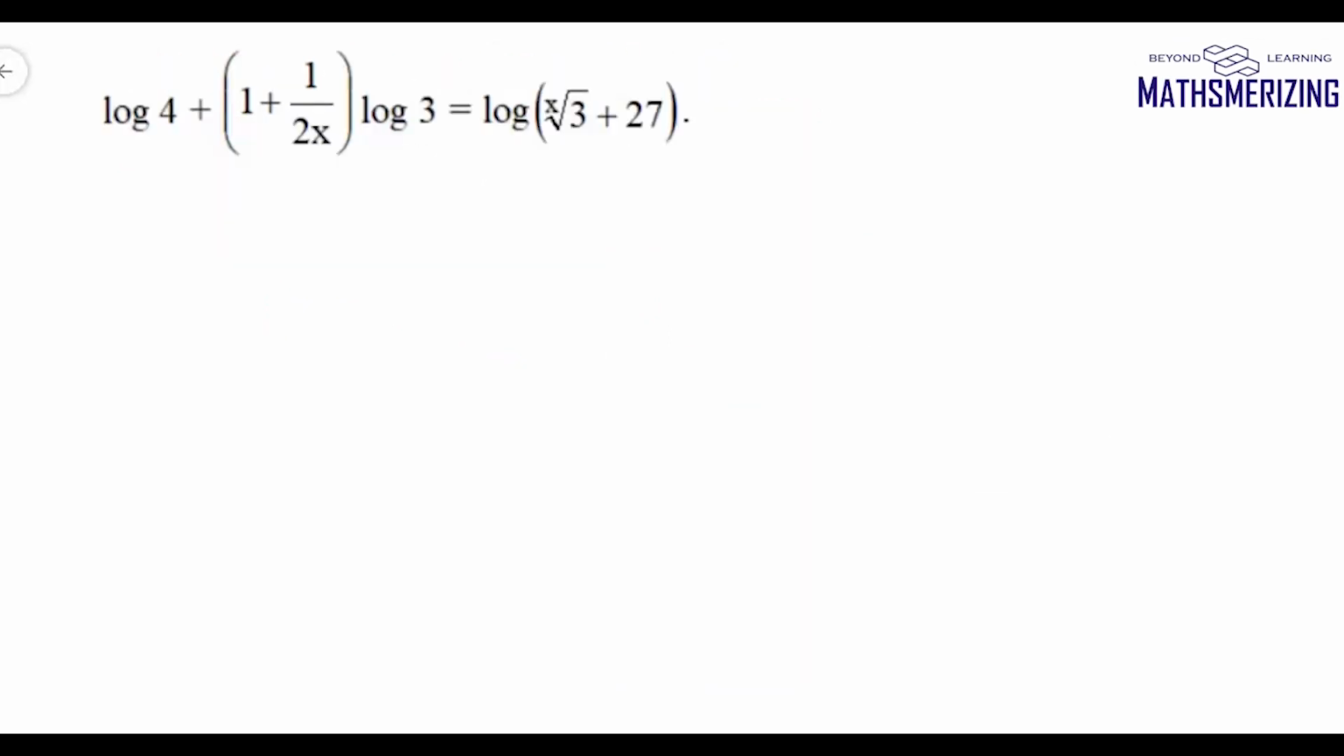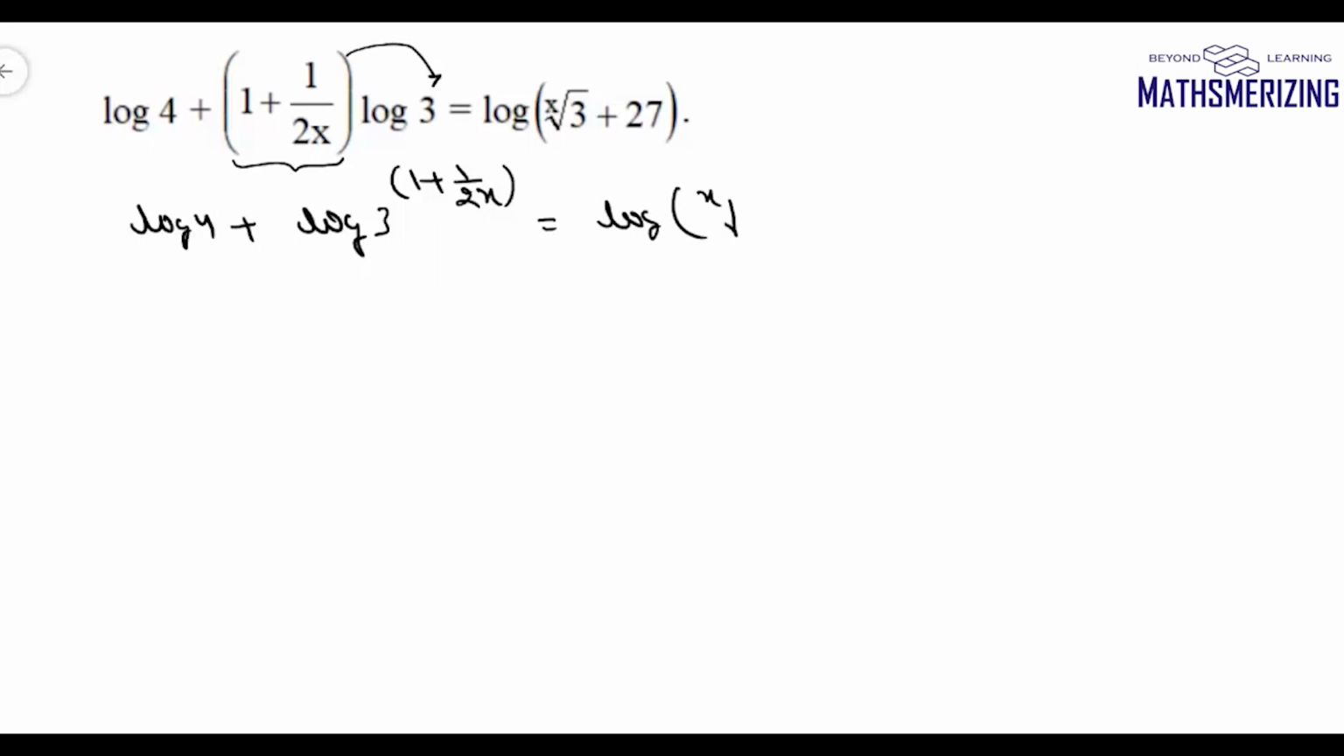Now this question again is solve for x. So the equation is log 4 1 plus 1 upon 2x log 3 is equal to log x root of 3 plus 27. Now what I'll do is I'll take this 1 plus 1 upon 2x and I'll take it to the power of 3. So I can write it as log 4 plus log 3 and power is 1 plus 1 upon 2x, and this is log x root of 3 plus 27.